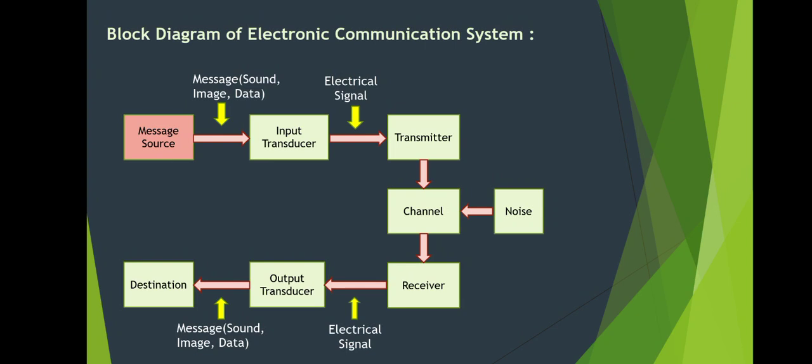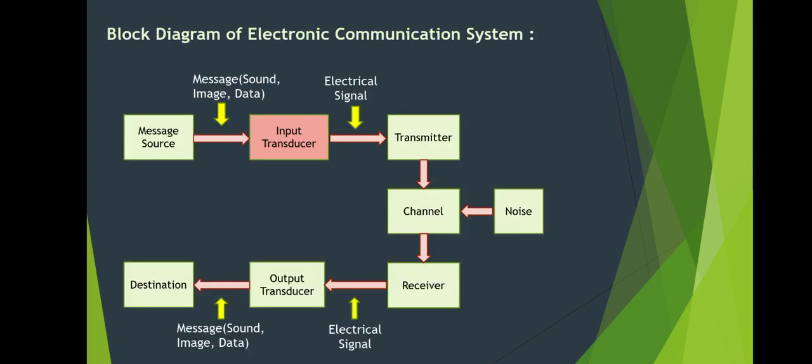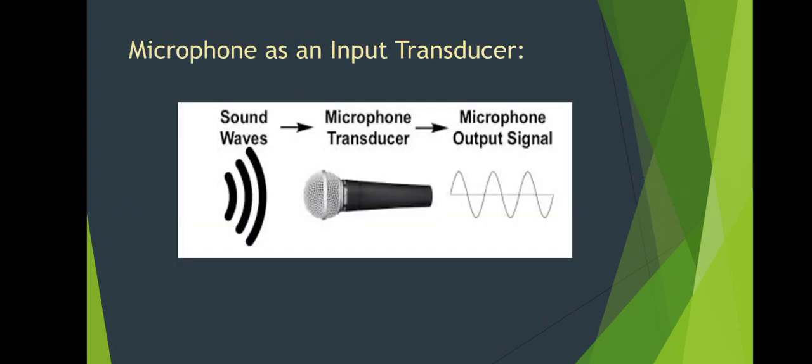First block is message source. As I told you, the message may be sound, image or data. Next block, input transducer. We need to convert sound, image, data to electrical form, as sound, image and data cannot be traveled through the electrical wire as it is. So we need to convert it to electrical signal. In communication system, the most commonly used input transducer is microphone. So in microphone, the sound waves are converted to electrical signal.